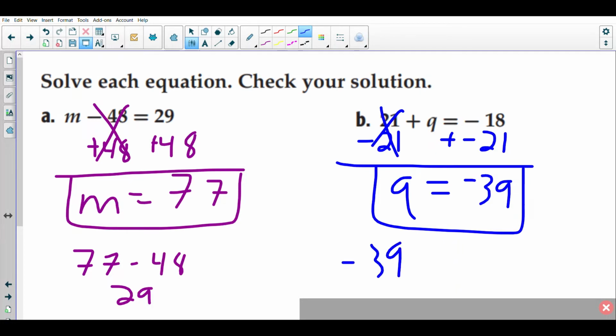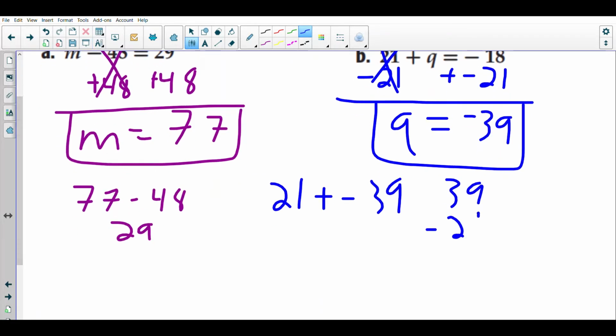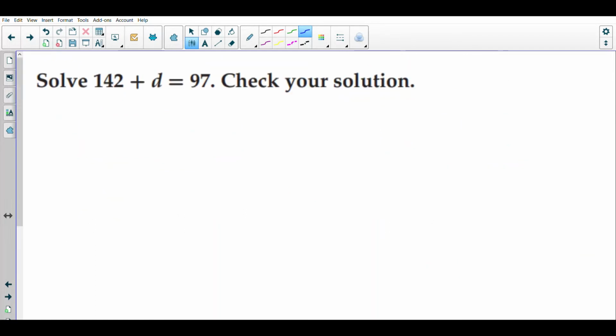And I'm going to do the same thing for the check, with negative 39. I've got 21 out front: 21 plus negative 39. Now we go back to our rules. Our signs are different, so 39 minus 21 gives me 18, but the signs are different and the absolute value of 39 is bigger, so my answer will be negative. So I get negative 18, and that is a check. So there we go.